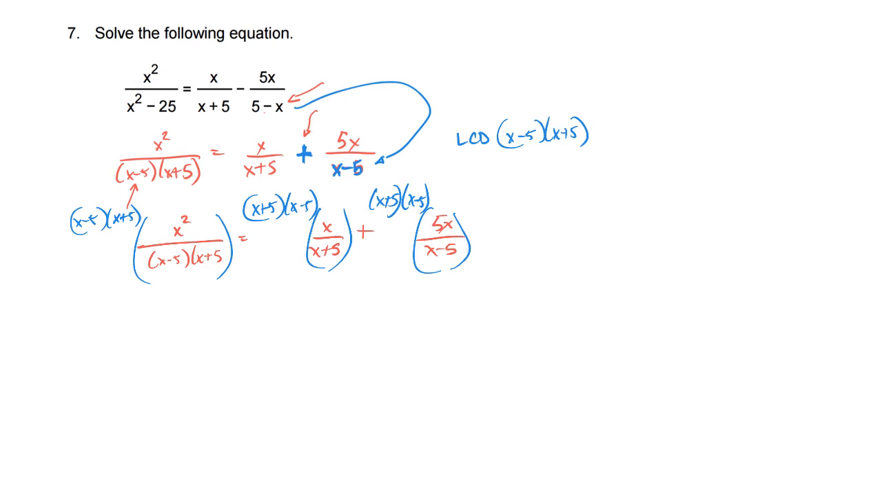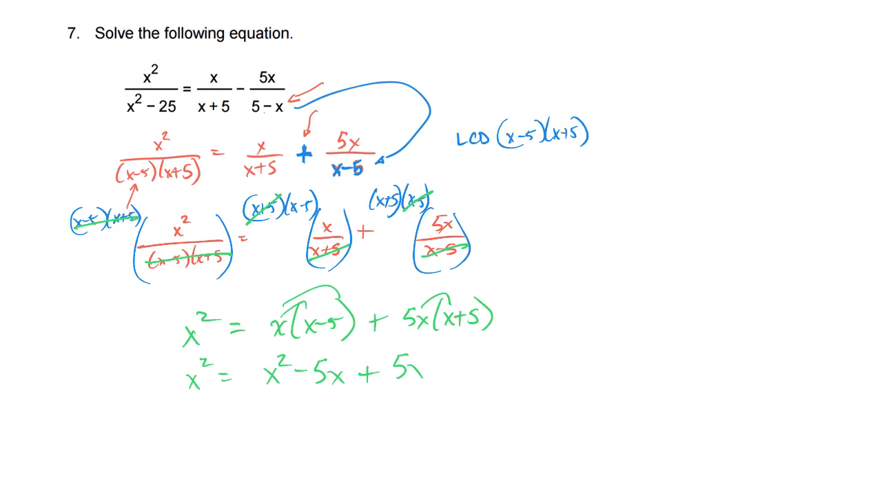All right, now stuff cancels here. Oh, this one they all cancel. Nice. X squared equals, on this one the x plus 5s cancel, so I'm left with x times x minus 5, plus the x minus 5s cancel, and I'm left with 5x times x plus 5. Now I need to solve this. So x squared, let's distribute this, so it'll be an x squared minus 5x plus 5x squared plus 25x.